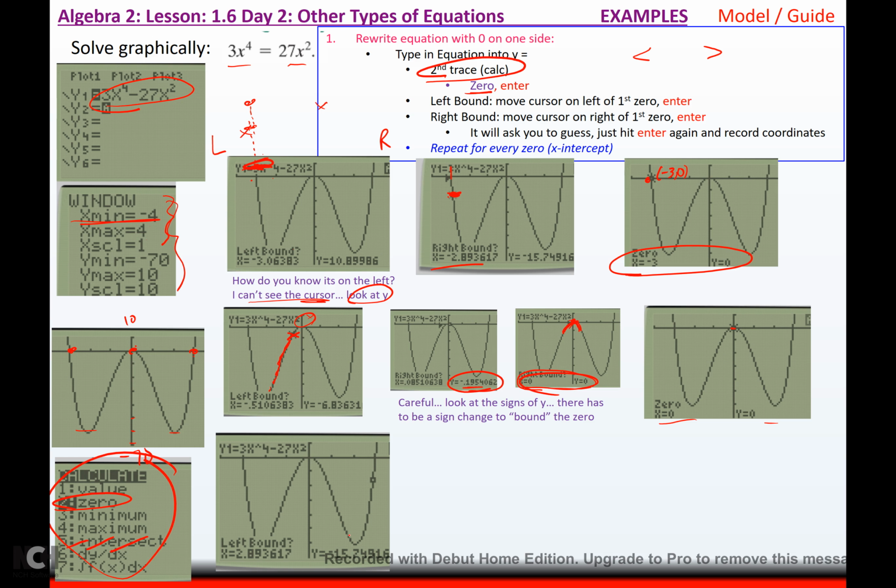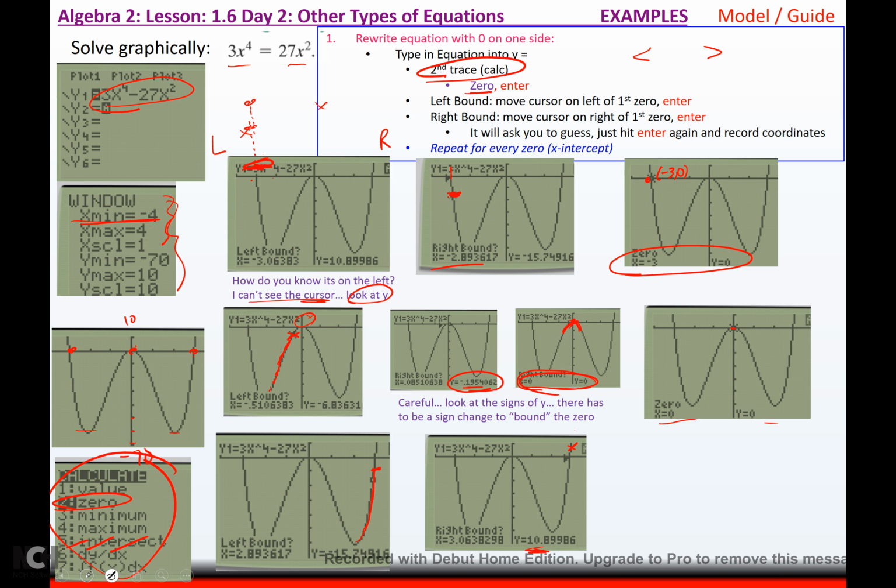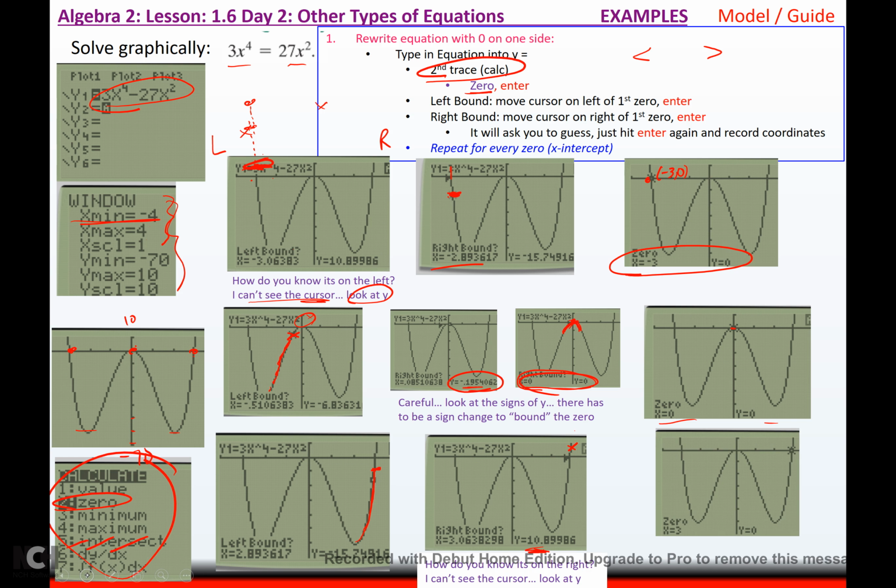So I'm approaching from the left. I'm going to get close and stop and hit enter. Then I'm going to go past it to get the right bound. Again, I can't see the actual cursor because it's way up there at 10, but I know it's positive, so I know I'm on the other side. Enter, and enter again, and there's your other zero. So I have zeros at (-3, 0), (0, 0), and (3, 0). Okay?